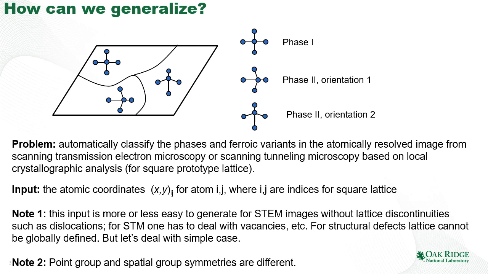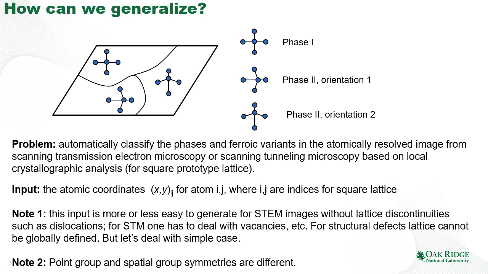Now, can we generalize this type of behavior? Here the problem becomes, can we take our data sets and automatically classify the phases and ferroic variants from the atomically resolved image data? For example, can we find the regions where there is one phase, where the second phase in one orientation, the second phase in a different orientation? So the input here is the atomic coordinates, where we can parameterize each atom by x, y for each lattice site.